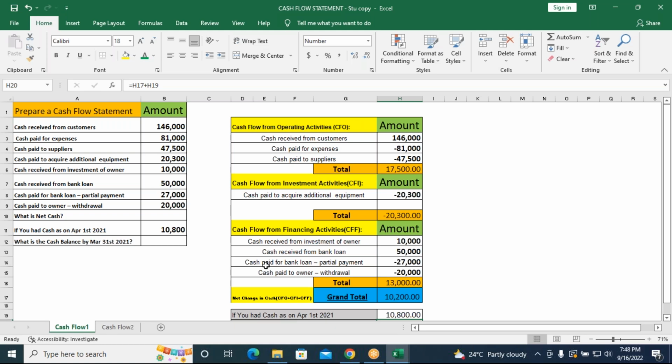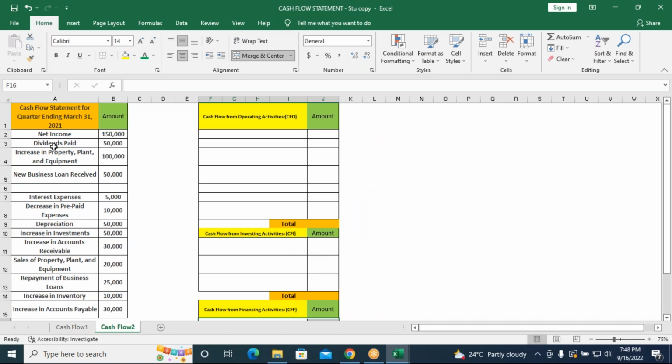Understood, girls? Yes, ma'am. So cash flow statement 2 is also like that only. Here are the components and the values. I want you to do this. Monday we will solve this one and we'll start with the case study. Okay. We'll take the attendance. Anybody having any doubts?